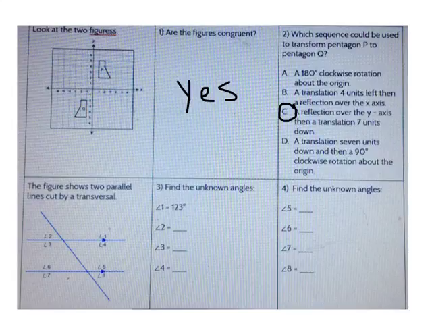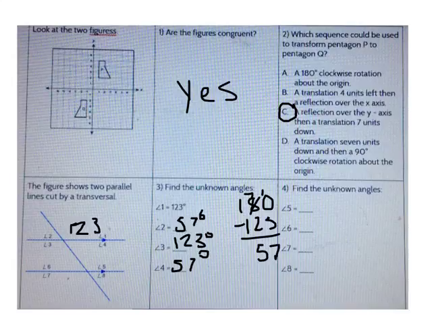Now let's look at the next question. The figure shows two parallel lines cut by a transversal. Find the unknown angles if angle 1 is 123 degrees. Go ahead and find angles 2, 3, and 4 now. Remember that if two angles are on a straight line, they add up to 180 degrees. And if two angles are vertical to one another, they're identical. What are those angles?